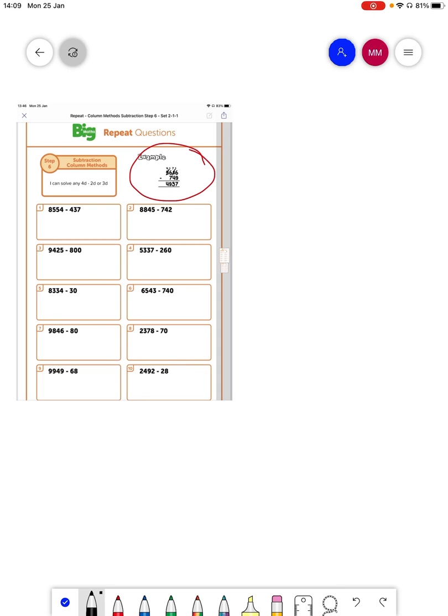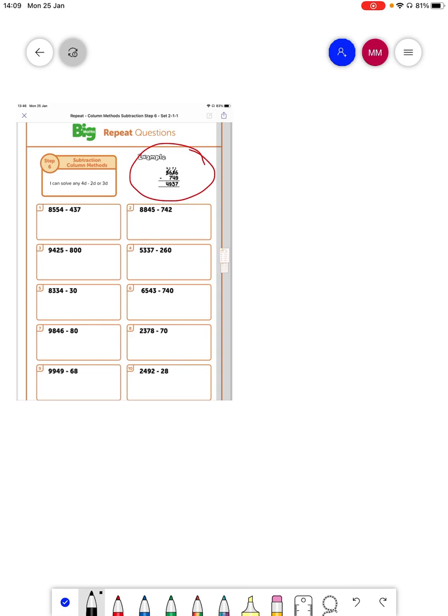And hopefully you have said that is a column method, a column strategy. So when we place our numbers vertically, stacking them on top of each other into their place value columns. So I'm going to go through question 1 for you just now.